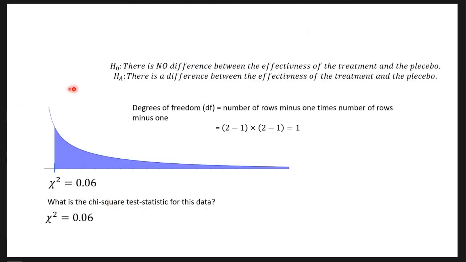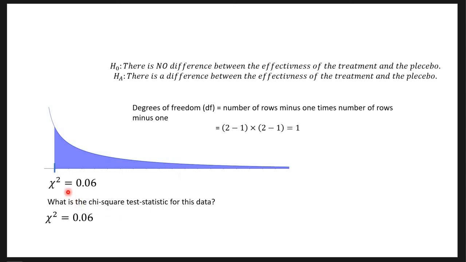So we're going to try to find what the sampling distribution looks like. The degrees of freedom are the number of columns minus 1 multiplied by the number of rows minus 1. So that's going to be 2 minus 1 times 2 minus 1. I have 1 degree of freedom. So I have a chi-squared with 1 degree of freedom. That chi-squared kind of looks like this.